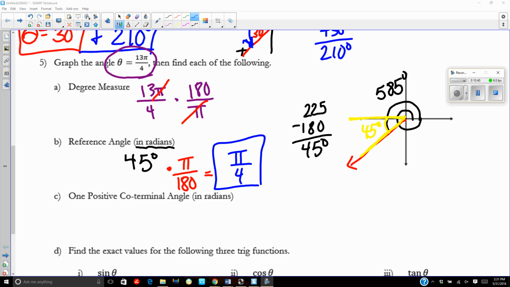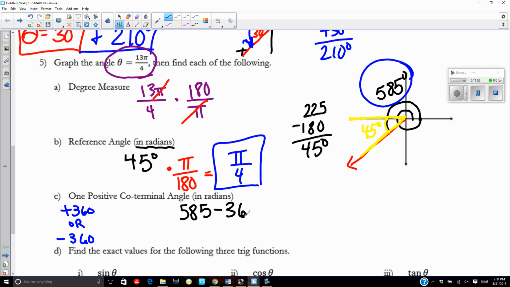To come up with one positive coterminal angle, you can either add 360 to 585, or you can subtract 360 from 585. Remember, we're using this original angle to come up with a positive coterminal angle. So I'm going to subtract 360 just to make it a little bit of a smaller number, make it look more like a number we've used often in class. So 585 minus 360 is 225 degrees. So that's a positive angle, and it's coterminal with 585.